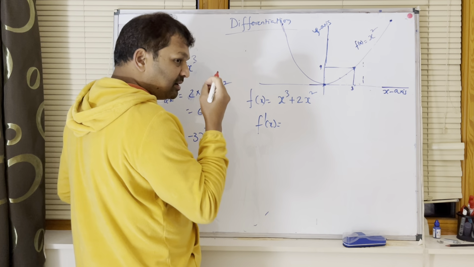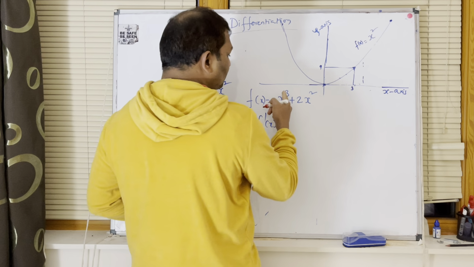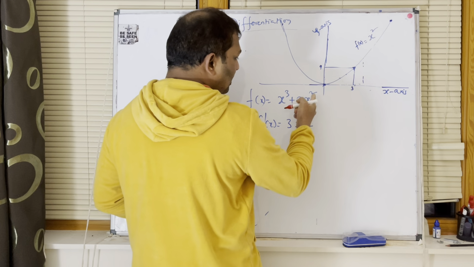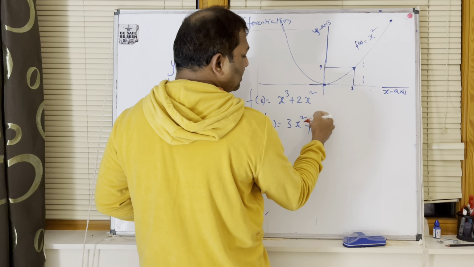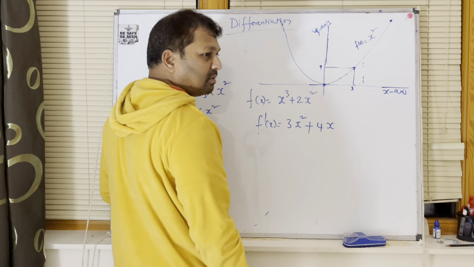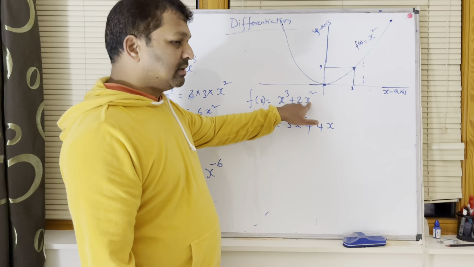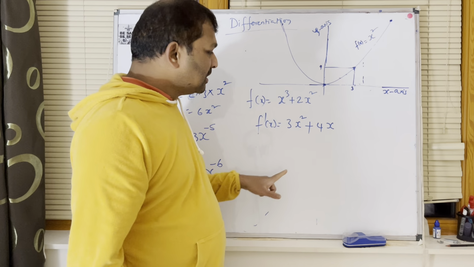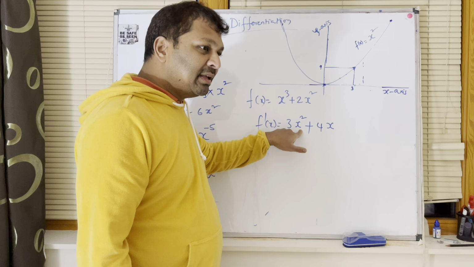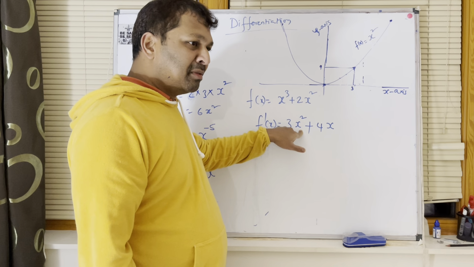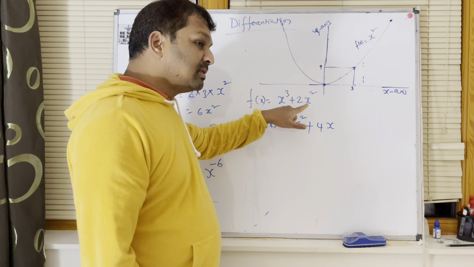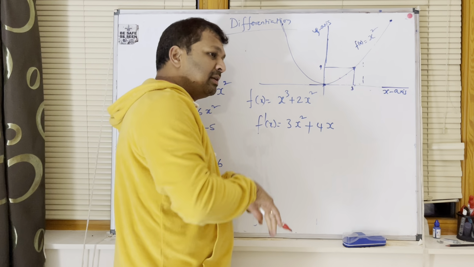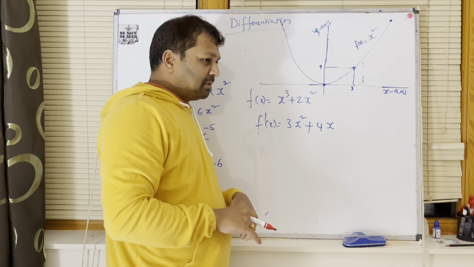So 3x squared plus 2 times 2 times x, the power is reduced by 1. Yes, this is what the differentiation is. When you plot this equation and at any point you want to find the slope, you have to substitute that point into this derivative equation to find the slope. Not into the original curve equation. This is the slope equation at that particular point, for any point you want to find.